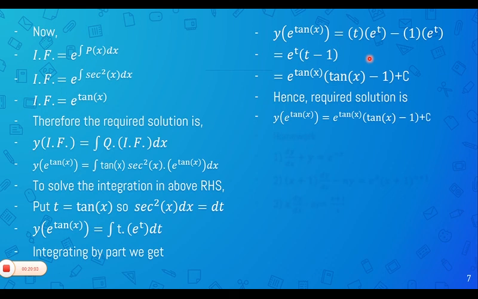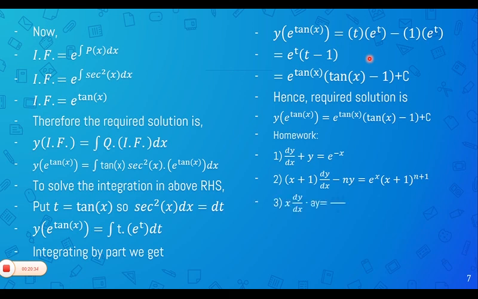Now, with the help of these two examples and the theory part, students should be able to solve the following examples. So let us take homework. The first example is dy by dx plus y is equal to e to the power minus x. The second example is x plus 1 into dy by dx minus ny equal to e raised to x into x plus 1 raised to n plus 1. And the third example is x into dy by dx minus ay is equal to x plus 1 upon x.